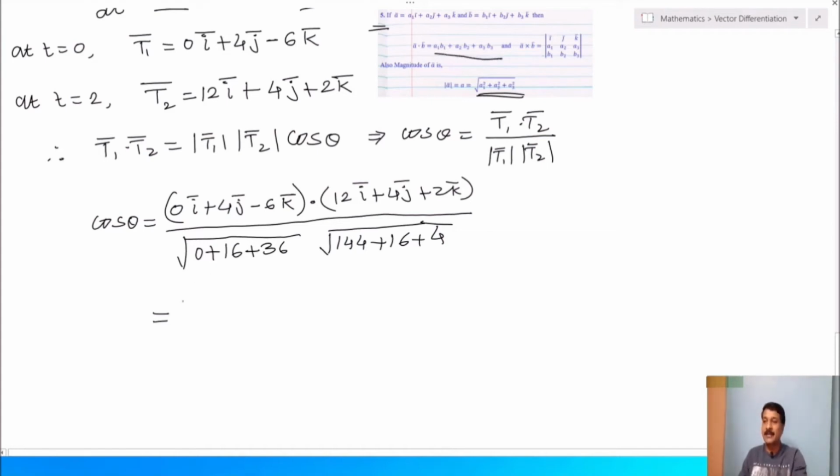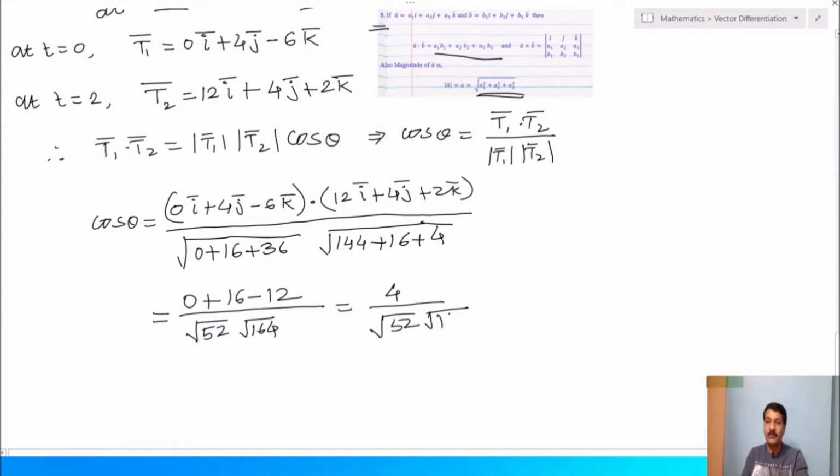And that is why I am getting here 0 plus 4 into 4, it is 16, minus 12. Note that here I am taking A1 B1 plus A2 B2 plus A3 B3. So the whole is divided by, what is this? Under root of 16 plus 36, root of 52, and root of, what about this one? It is 164. So that is equal to 4 upon under root of 52 into under root of 164. So it is cos theta.